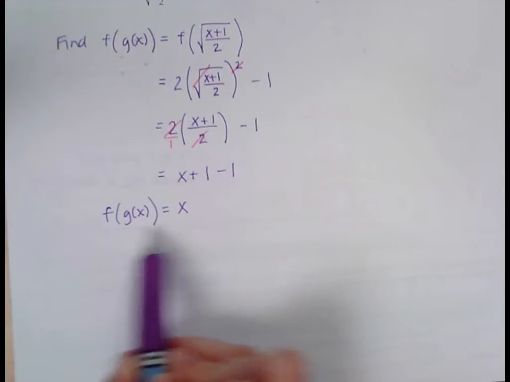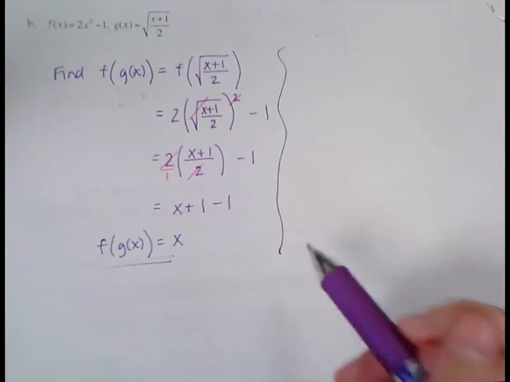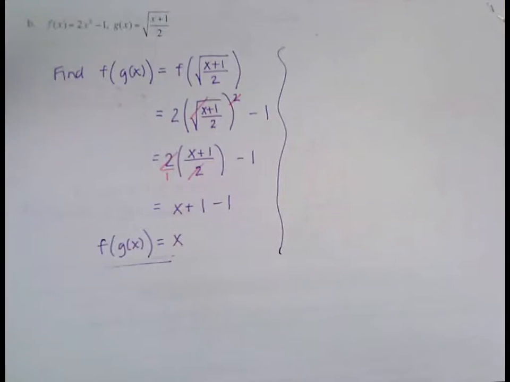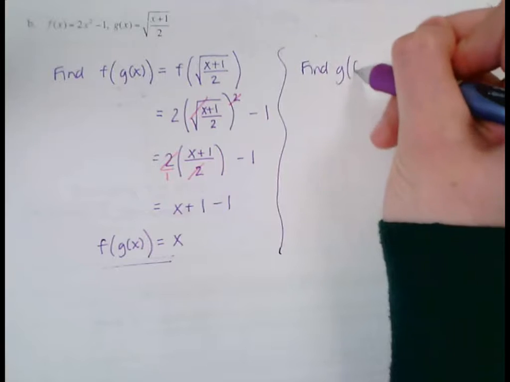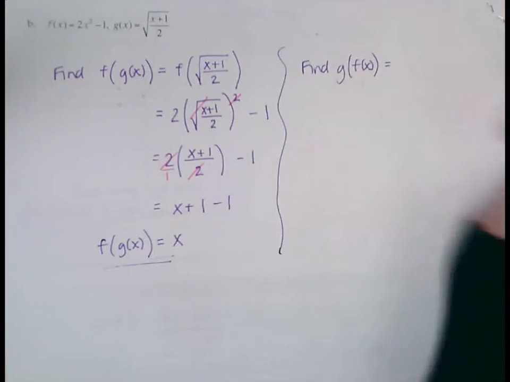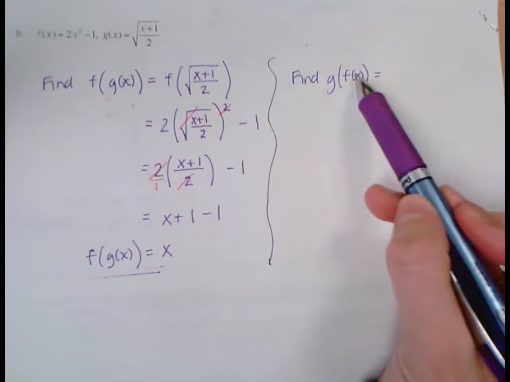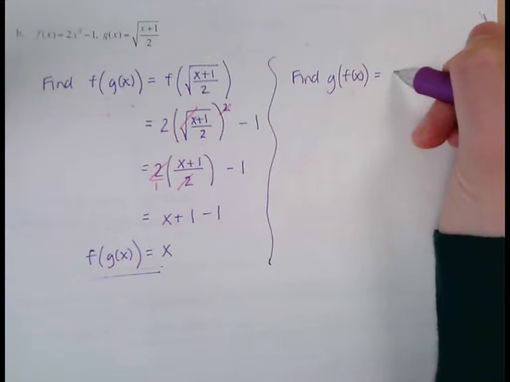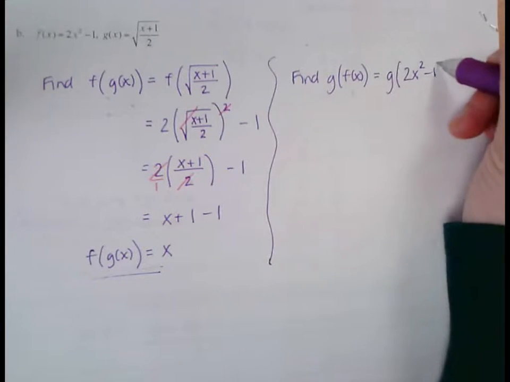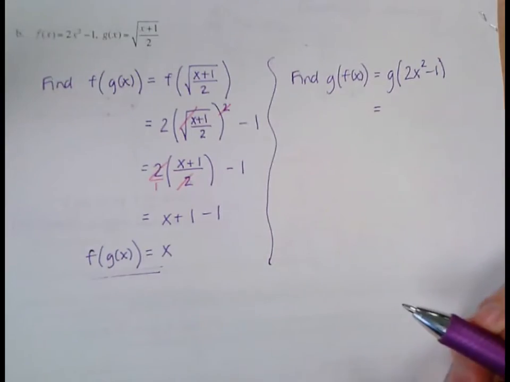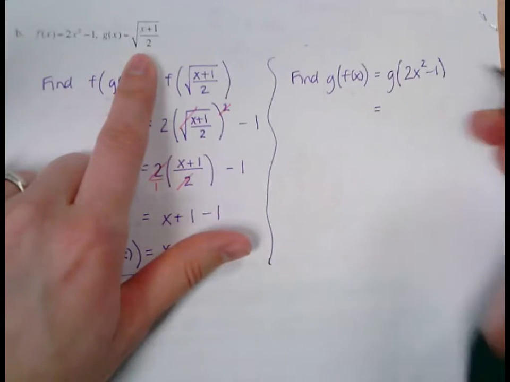So we know f of g of x equals x. You also then have to show or see if the other composition also equals x. So you also then have to find g of f of x. So in this case, I'm going to replace the f of x with 2x squared minus 1. So I'm finding g of 2x squared minus 1.